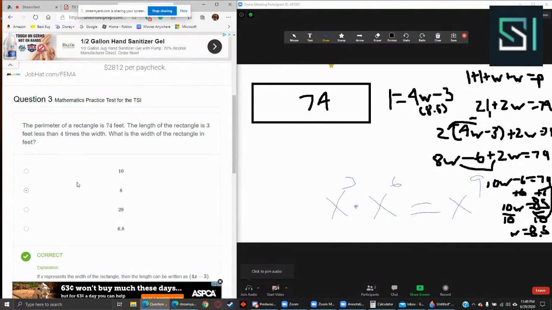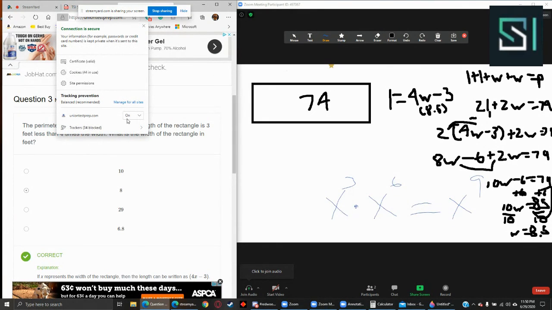So you get the idea, right? Just to understand what the most important thing here is: 2L plus 2W to come up with the perimeter. If you did not know the perimeter is really 2L plus 2W, you would be in trouble, right? Then you declared the variable L as 4W minus 3, and then you just substitute it, right?